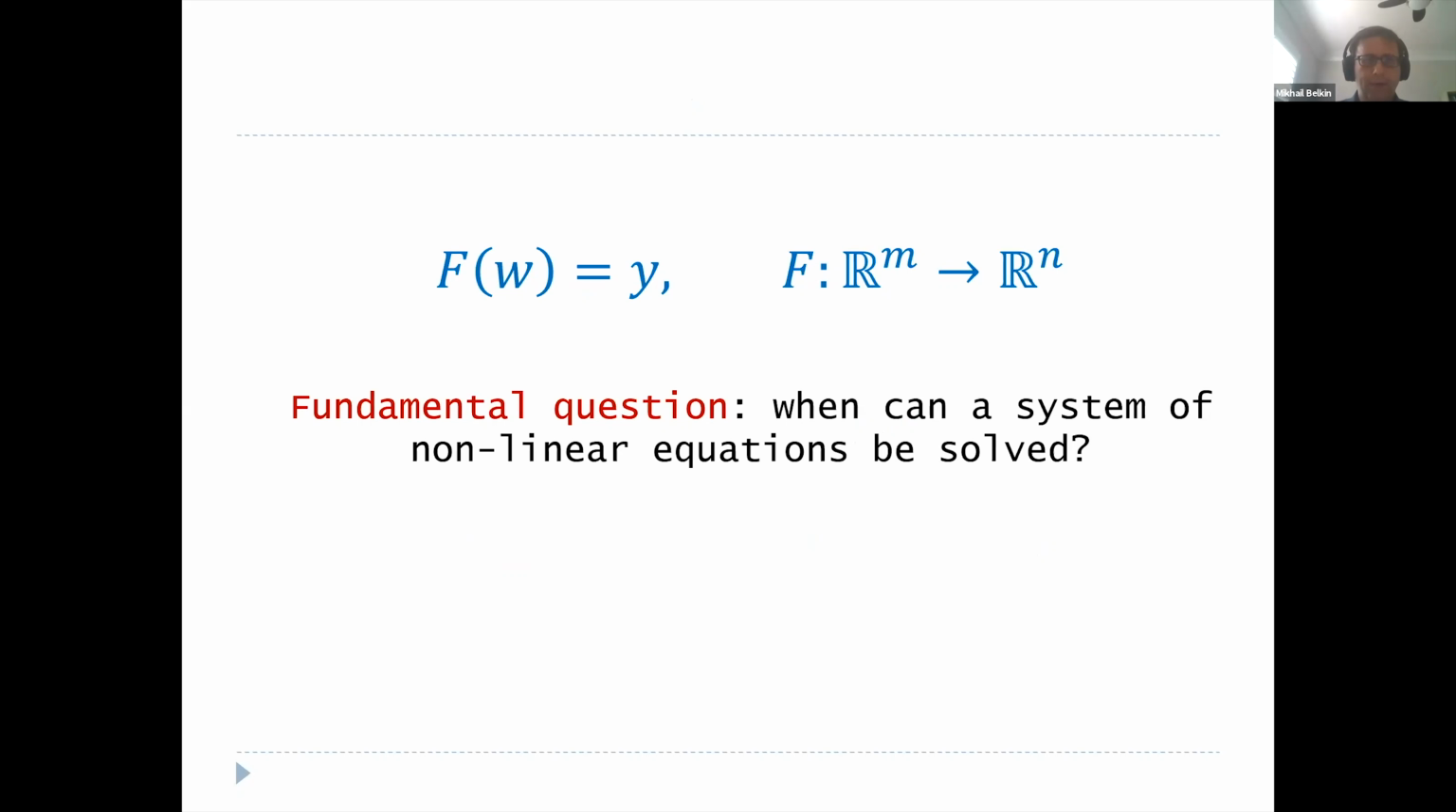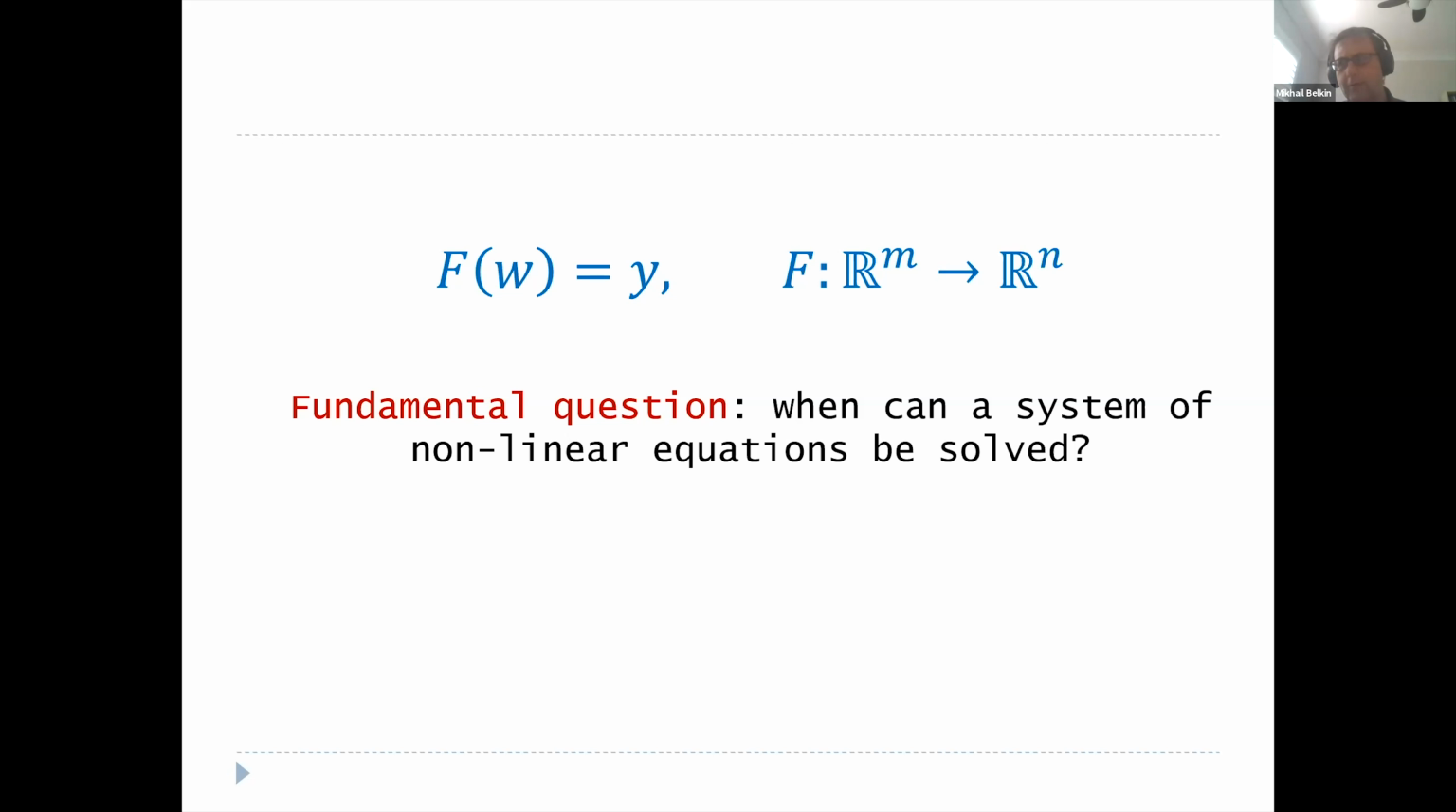Now, a fundamental question is, when can a system of nonlinear equations be solved? And of course, how do we solve it? In this generality, this question may seem crazy because if you know something like algebraic geometry, then essentially all of algebraic geometry is dealing with questions like this. And of course, it's a very subtle and complex subject. So how can I ask this question in full generality?